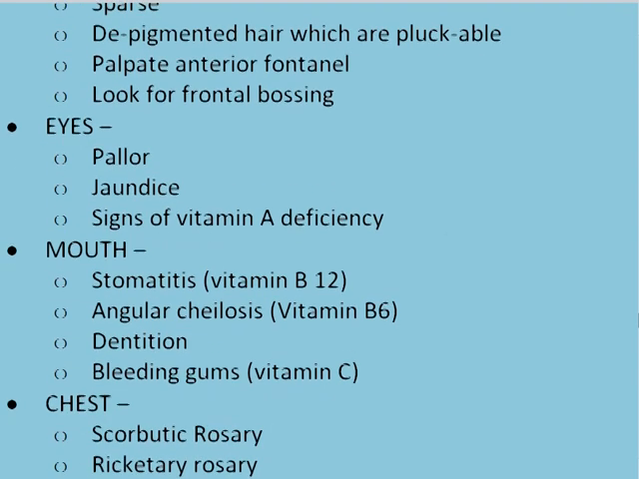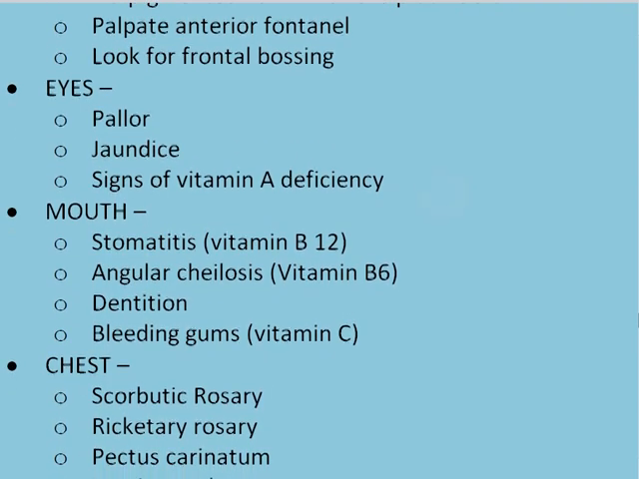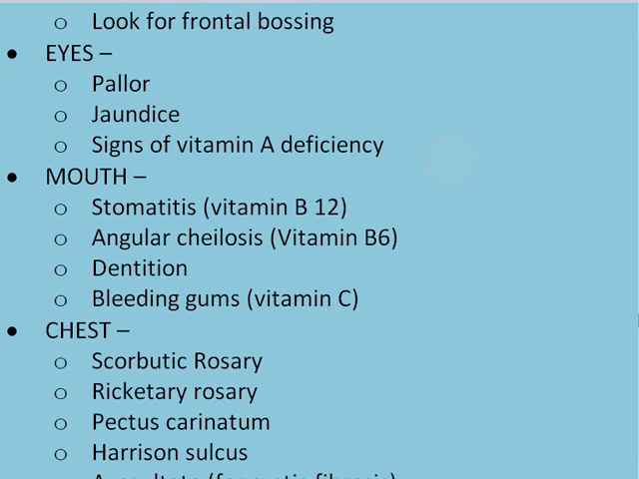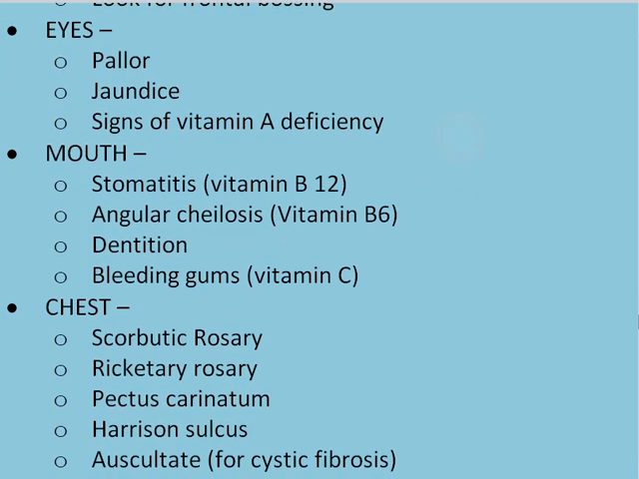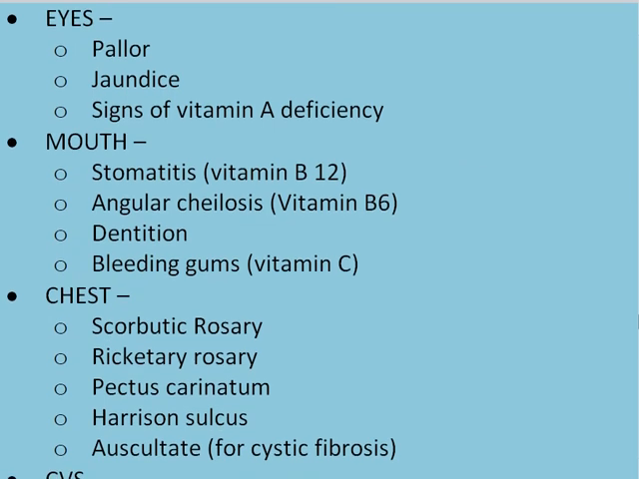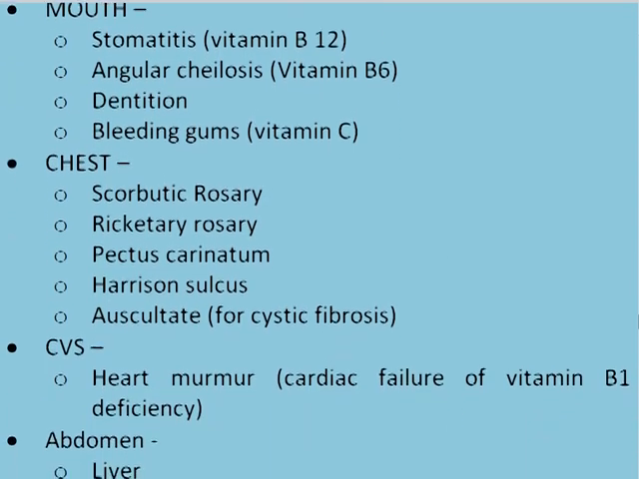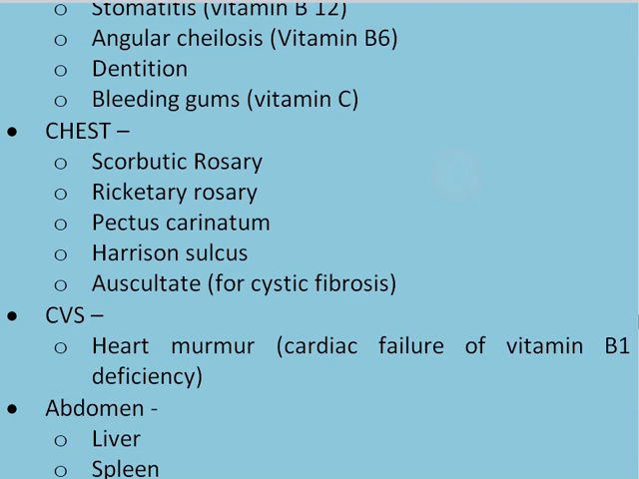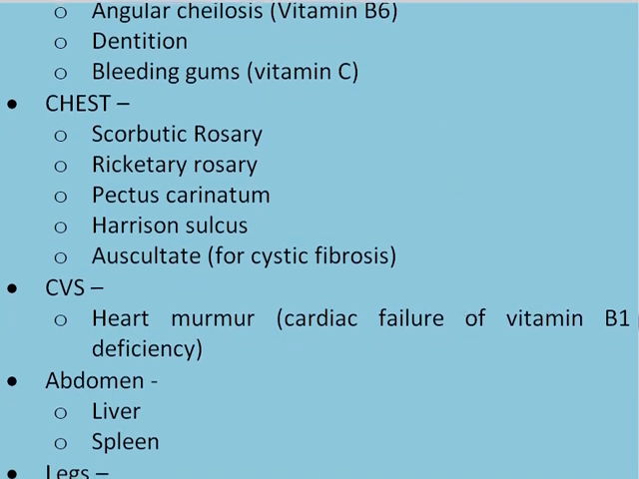In mouth, look for stomatitis which can be due to vitamin B12 deficiency, angular cheilosis, vitamin B6 deficiency, dentition, bleeding gums, vitamin C deficiency. You can also be asked by some of the examiners to go for the micronutrient deficiency, so you can look for these signs. In the chest, you look for scorbutic rosary, rickety rosary, pectus carinatum, Harrison sulcus, and auscultate for cystic fibrosis. In the cardiovascular system, auscultate for heart murmurs, which can be due to cardiac failure because of vitamin B1 deficiency.